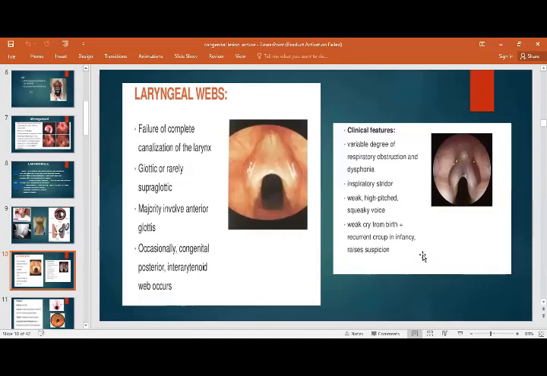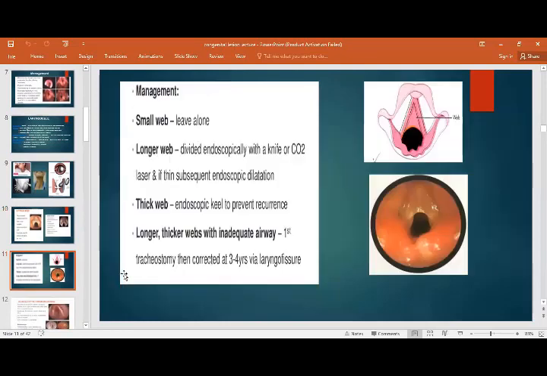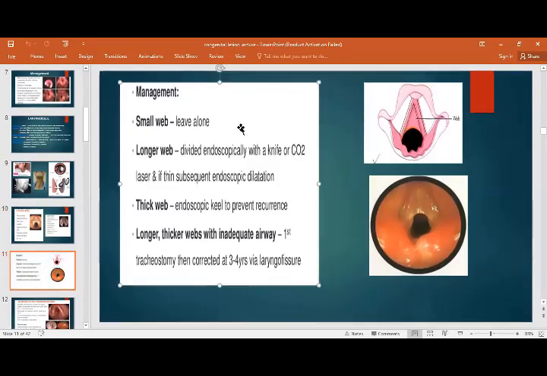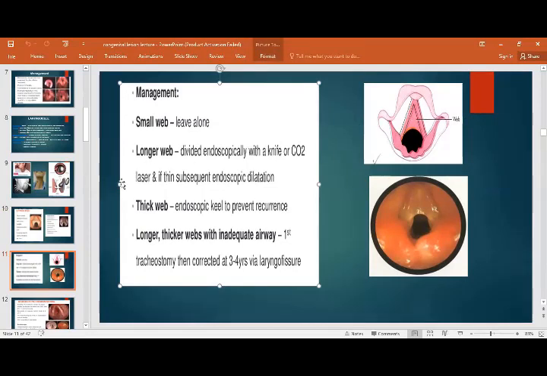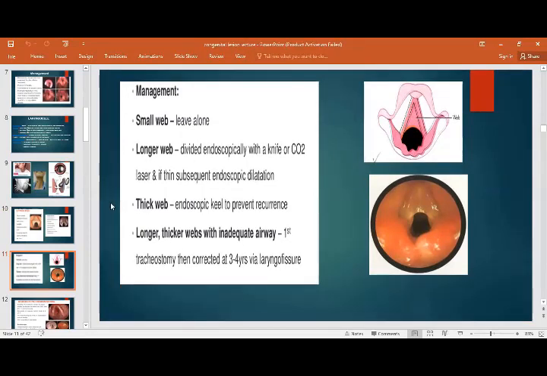And recurrent infections. Of course, you can see that half of the portion of the vocal cord is obstructed, so recurrent upper respiratory tract infections would occur in these cases. So management: in the case of a small web, if it's a very small area over here, then there is conservative treatment, leave it alone.